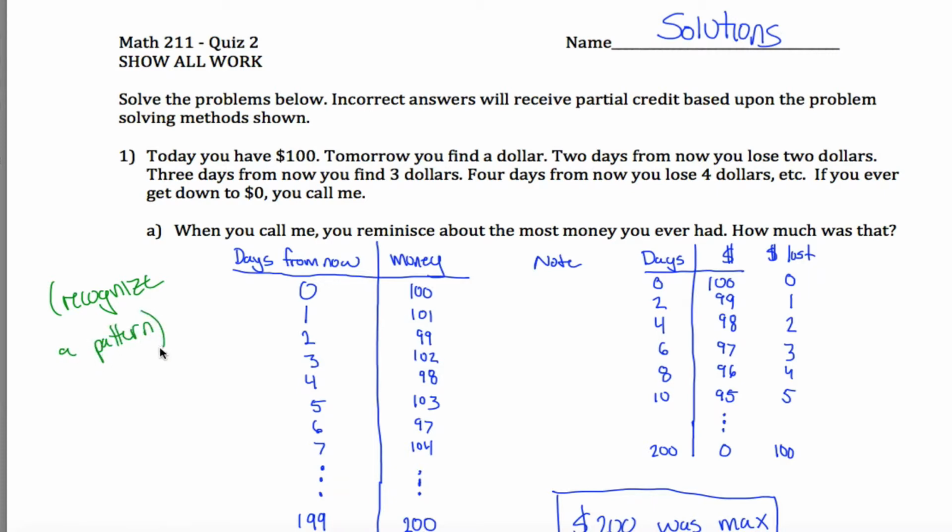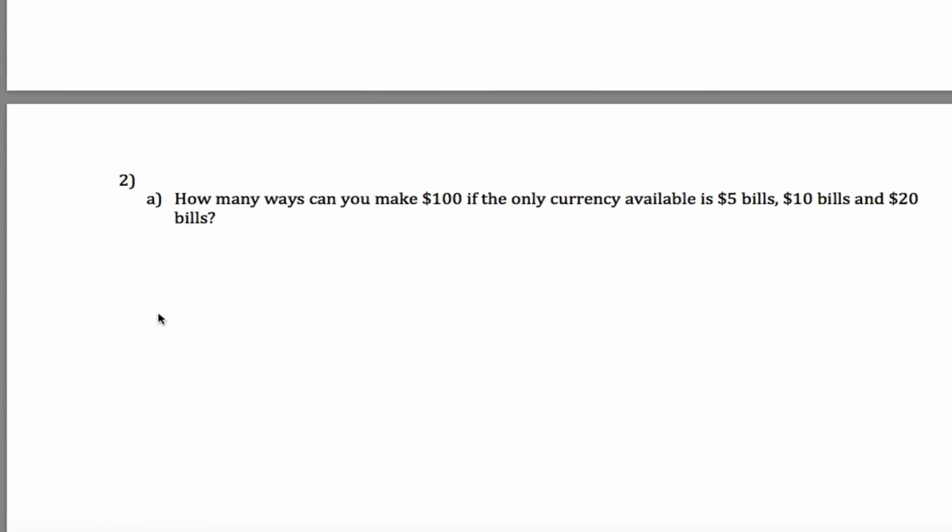Although I'm sure there's other ways you could have done this problem. Down here, what I had in mind was make a list. And more than just a list, make a systematic list. Because if you just start listing possibilities, odds are you're going to miss some. But if your list is systematic, if there's some logic to it, you might not miss any. So again, I'm going to make a chart. Here's 20s, here's 10s, here's 5s.